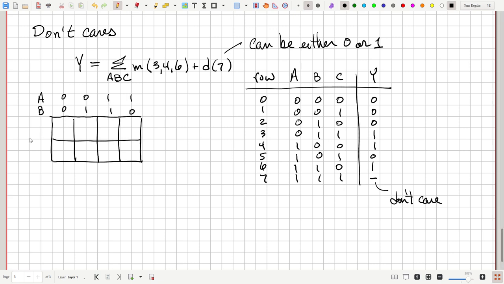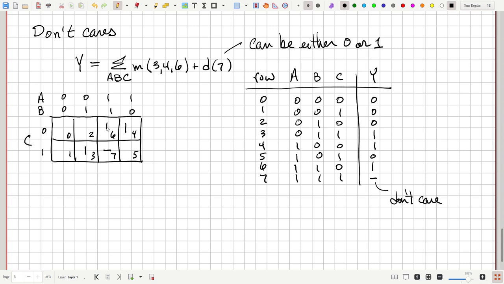One, 1, 0, C is 0, 1. And here we have our rows 0, 1, 2, 3, 4, 5, 6, and 7. And so row 7 is the don't care. And then the other rows we have are 3, 4, and 6.